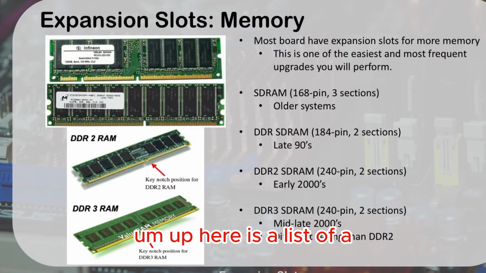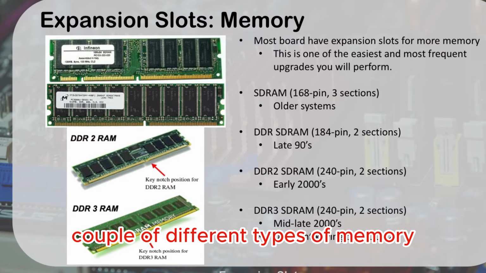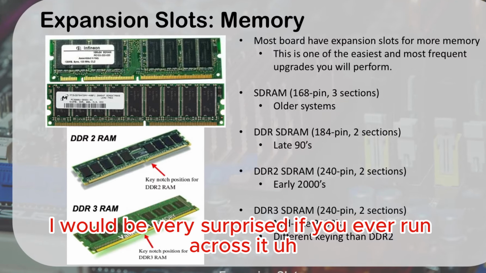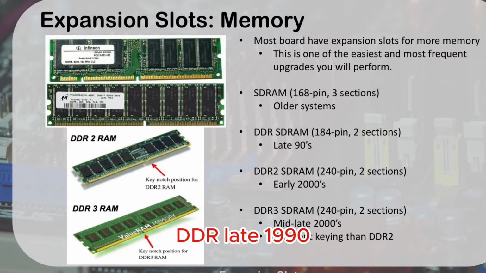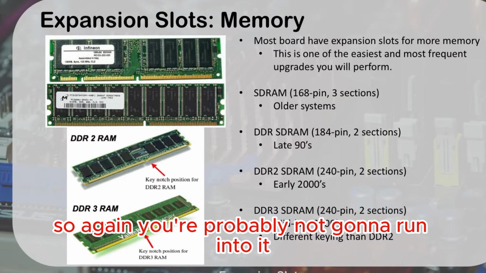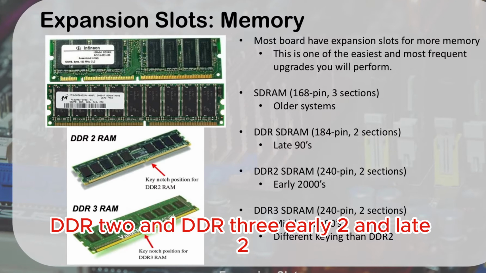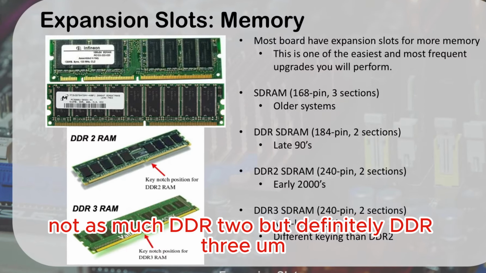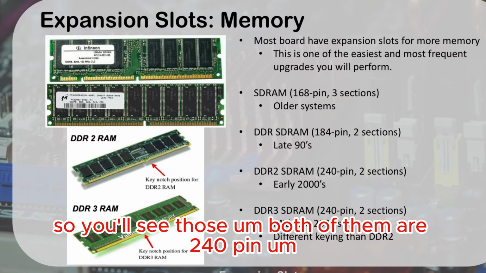Okay. Up here is a list of a couple of different types of memory. SDRAM is really old. You're not going to see it very often. In fact, I would be very surprised if you ever run across it. DDR, late 1990s. So again, you're probably not going to run into it. DDR2 and DDR3, early 2000s and late 2000s. Both of those are still in use today. Not as much DDR2, but definitely DDR3. So you'll see those. Both of them are 240 pin.